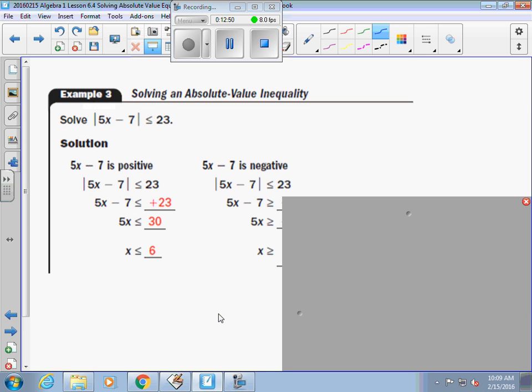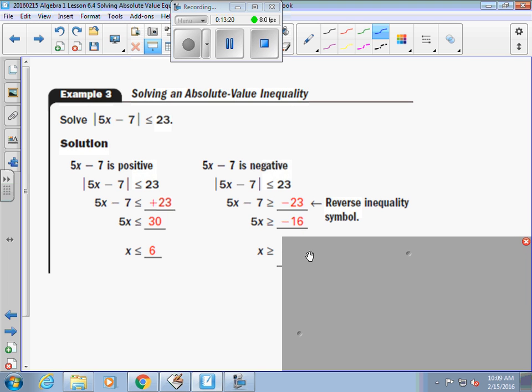You also do it the other way. The absolute value of 5x minus 7, you reverse the symbol. Less than or equal to becomes greater than or equal to, and positive 23 becomes negative 23. So you need to reverse the symbol and change the sign. That is the biggest deal with inequalities. Make sure you reverse the symbol and change the sign. Everything else is the same.